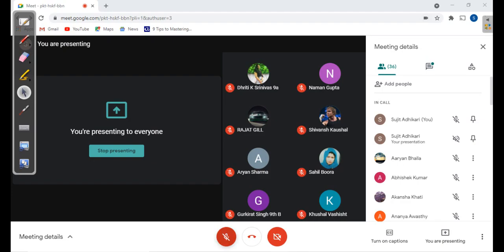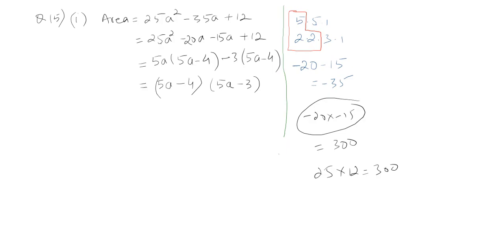But there was an important call I was taking. So you have understood how it is done. So all of you can hear me now. So now length is equal to 5a minus 4 and breadth is equal to 5a minus 3. So this is the answer.